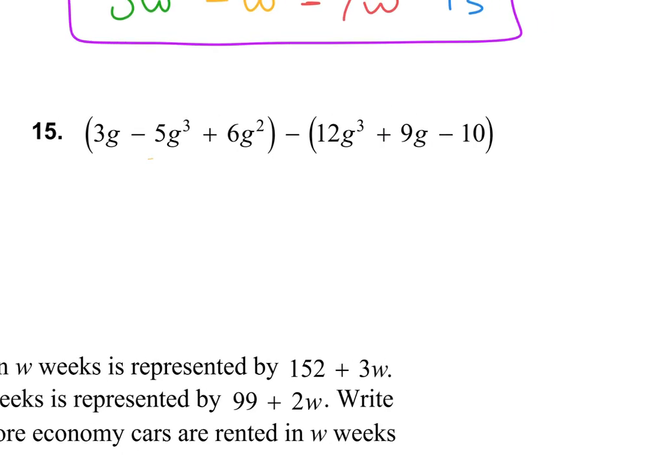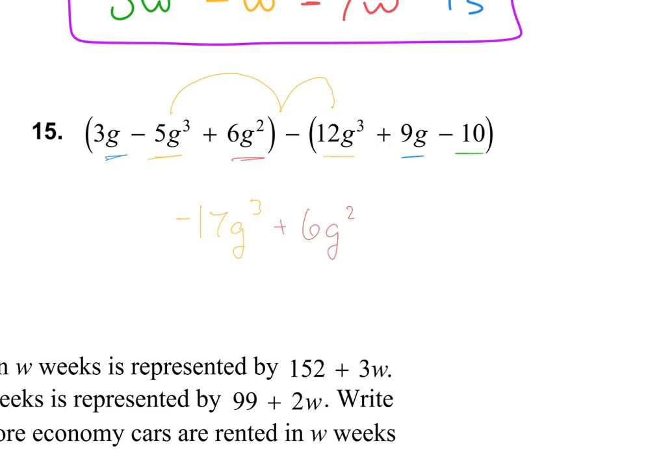G to the third, G squared, regular g, and then the constant. So let's start with the g cubed. Negative 5g cubed minus 12g cubed. So that's negative 17g cubed. Next is g squared. He has no like terms, so we just bring him straight down.